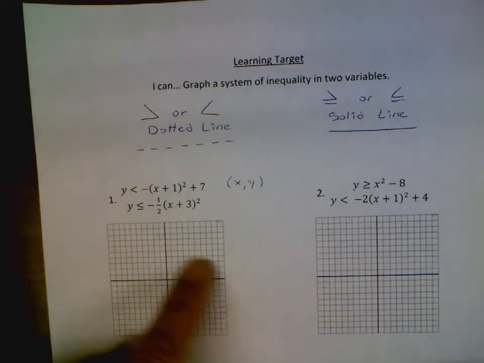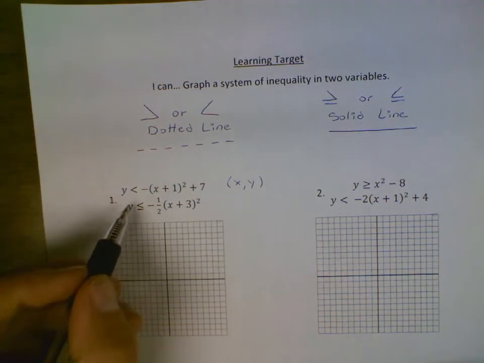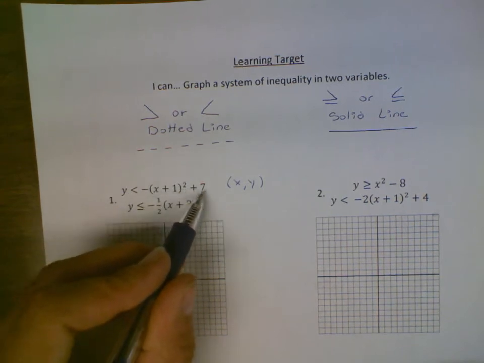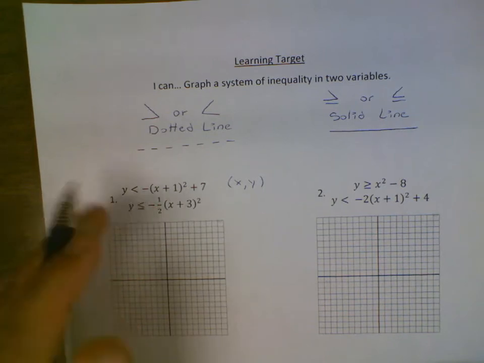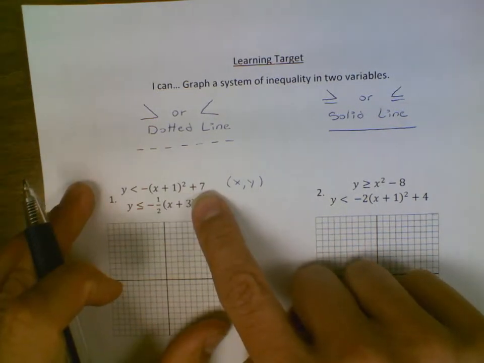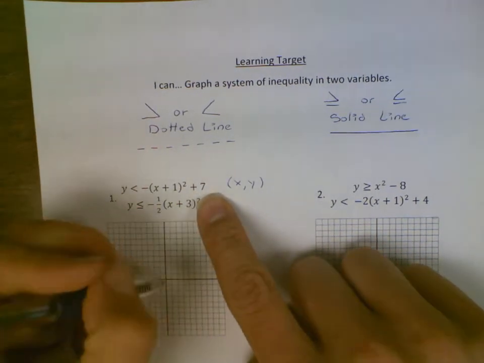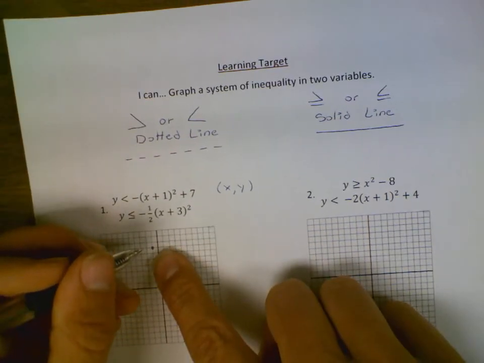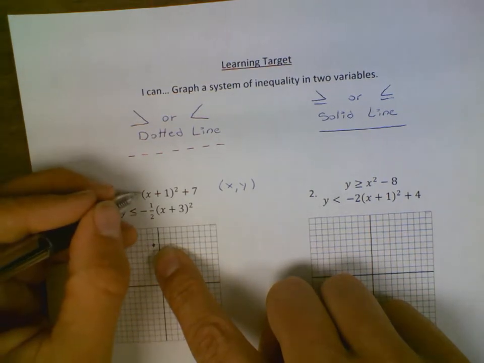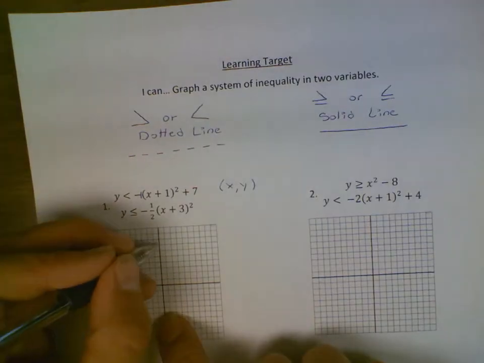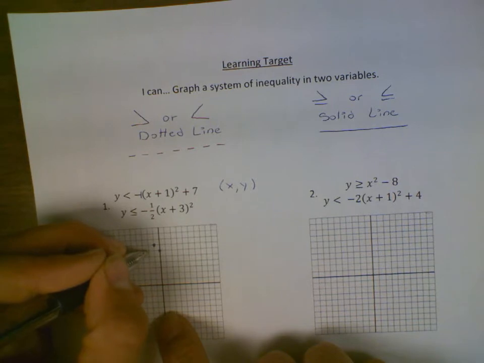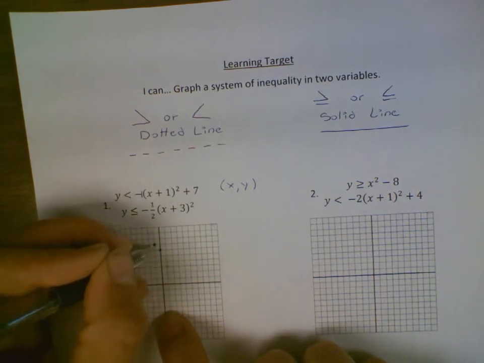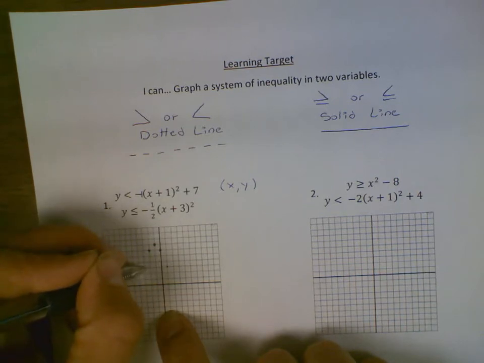Okay, so if we look at number one here, I have y is less than negative (x plus 1) squared plus 7. You'll notice this is in vertex form, so the shifts tell me where the vertex is. I go left 1, up 7. Left 1, up 7, that's the vertex point. Once I have the vertex on my graph, I then use the stretch. I have a negative 1, so I go over 1, down 1, over 1, down 1, over 2, down 4. And then mirror that to the other side.